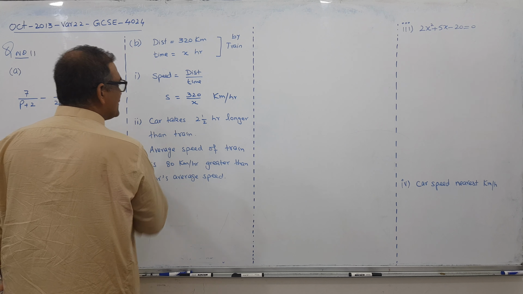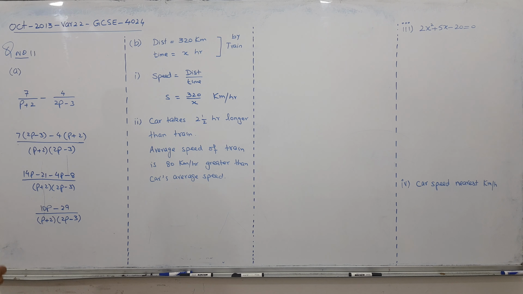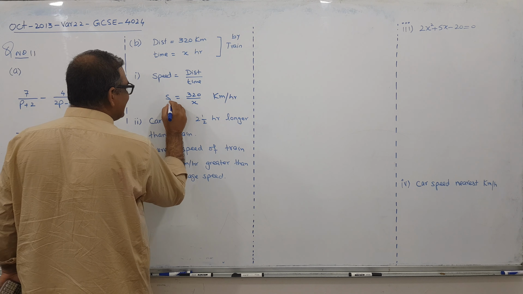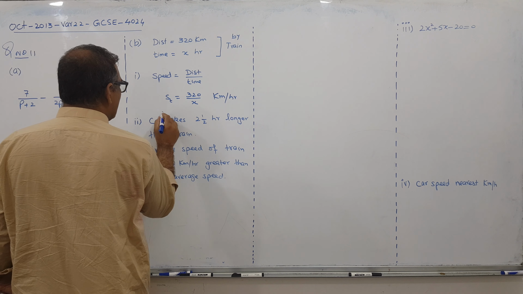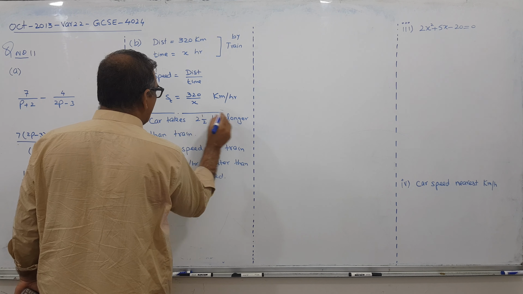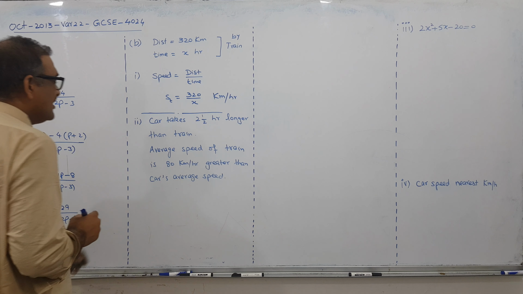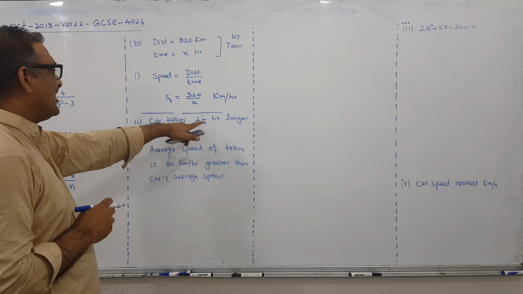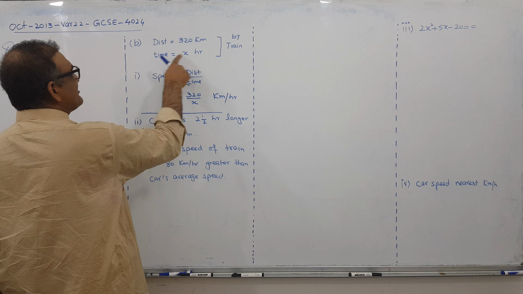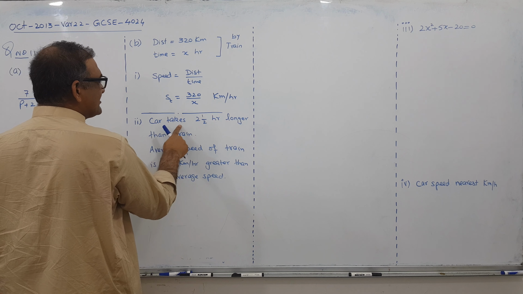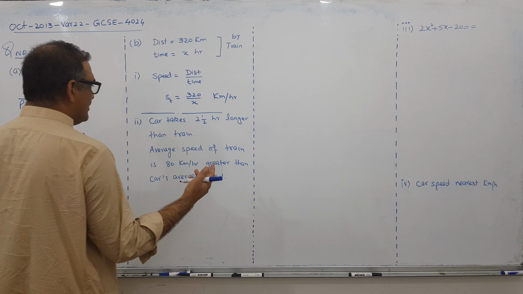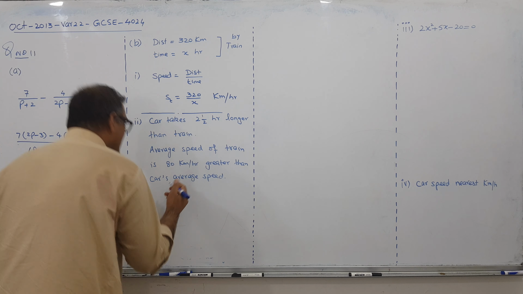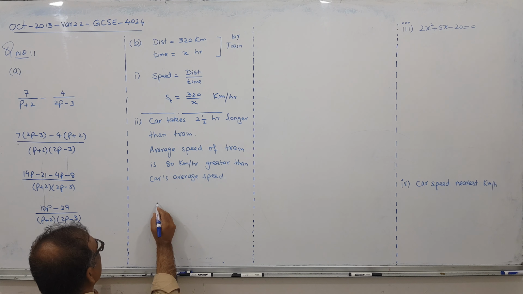So I'm writing S for speed. Okay, this is the train, so I'm writing ST, speed of train. Okay, so I finished half of this part here. And now I'm going for the other one. This is important: the car takes 2.5 hours longer. This time is x. So the car takes 2.5 hours longer. Longer means more. So I think the distance is the same. Okay, so this option is speed.